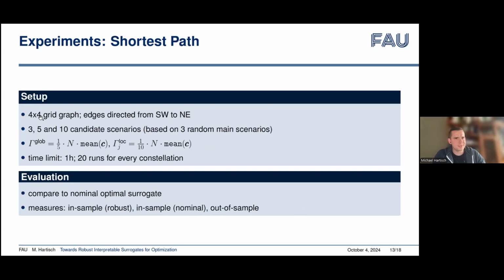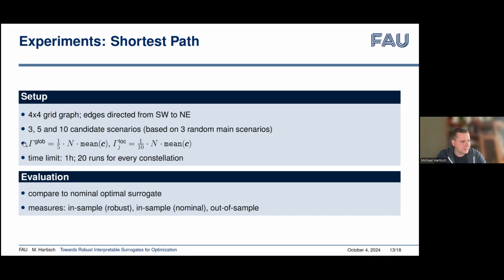Okay, so we did some experiments on, again, the shortest path problem, a quite small problem, just a 4x4 grid graph, where we want to move from the southwest to the northeast. This capital N, the number of candidate scenarios, was 3, 5, or 10. And when we created those candidate scenarios, they were all based on 3 random scenarios, just so that these candidate scenarios are somewhat connected, right? Because otherwise it would just be learning something on a lot of noise, right?